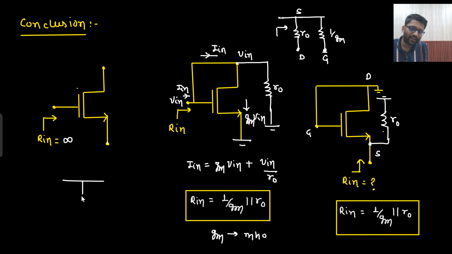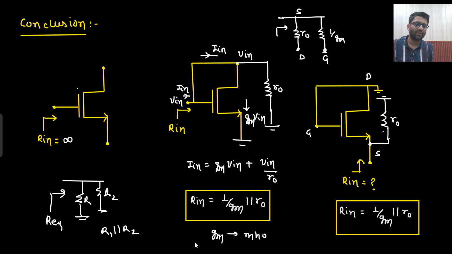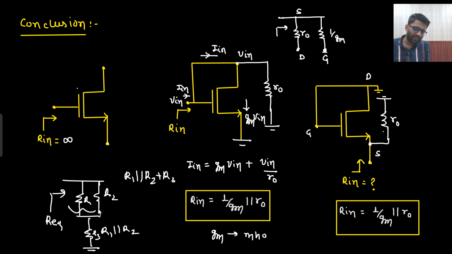Look, if I ask you this question, what is your R equivalent? Only at that time you can say R equivalent is, let's say this is R1 and this is R2, R1 parallel with R2. That holds only when both are connected to ground or both are connected to each other. Let's say R1 is connected to R2 and they are connected to another resistance, and then this is connected to ground. So what is your total resistance? That's R1 parallel with R2, plus R3. That would be your answer.